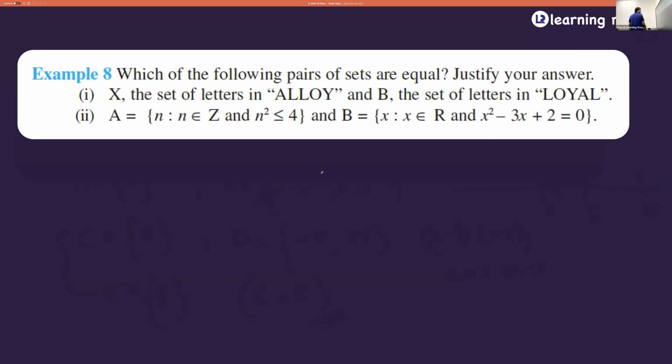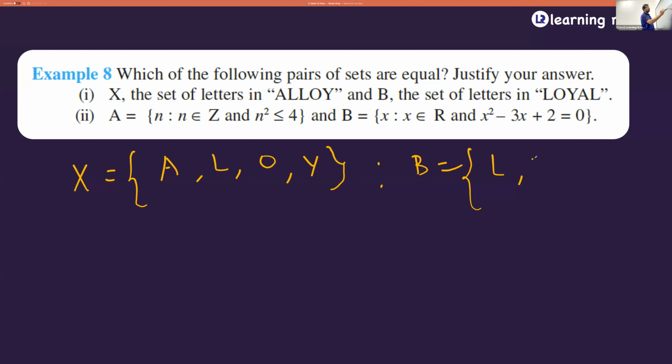So example 8. Which of the following pairs of sets are equal? Justify your answer. X is the set of letters in "alloy" and B is the set of letters in "loyal". So X is what? A, L, O, Y. B is L, O, Y, A. They are equal: same number of elements and exactly the same elements.